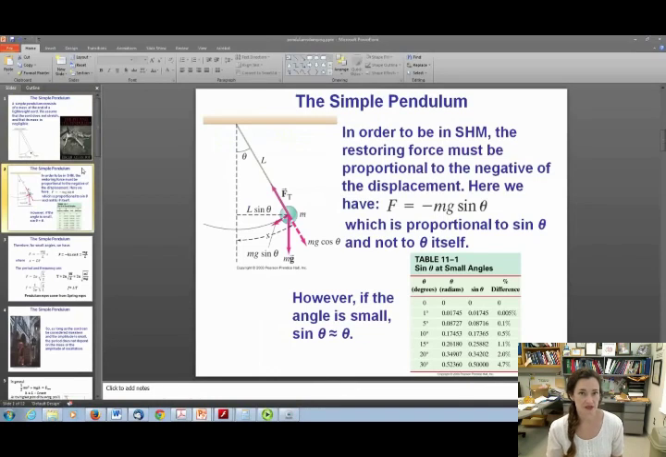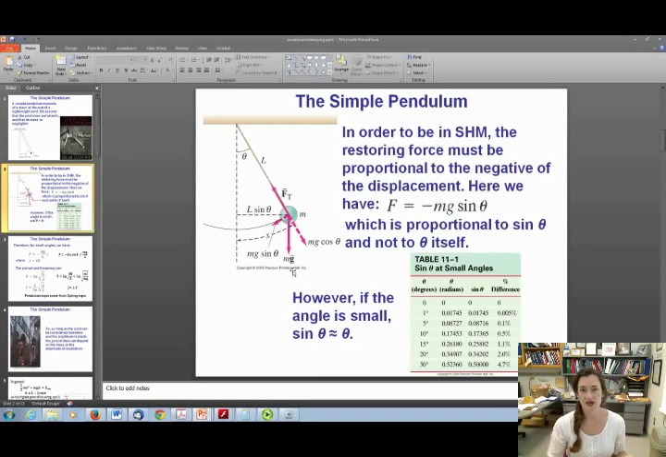In order for it to be considered simple harmonic motion, the restoring force has to be proportional to the negative of the displacement. So for example, in a spring, that force was given by Hooke's law, F equals minus kx. Here, you have a restoring force due to gravity. Here's the free body diagram for the pendulum, and you can see that gravity pulls straight down, but the displacement towards equilibrium is along the arc of that curve.